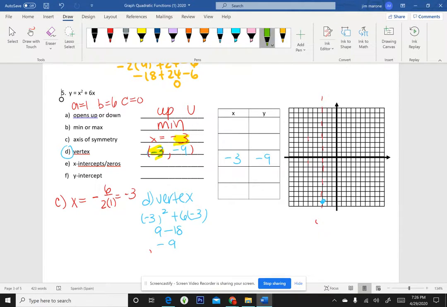Then the x-intercepts. So my x-intercepts are next, and that's when the equation is equal to 0. So x squared plus 6x is equal to 0. I take out an x, so x is equal to 0, and x is equal to -6. Easiest type of factoring. So my two zeros are 0, 0, and -6, 0. If one is 3 away, the other one has to be 3 away.